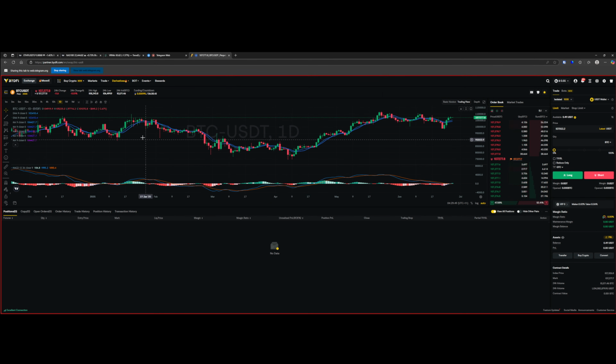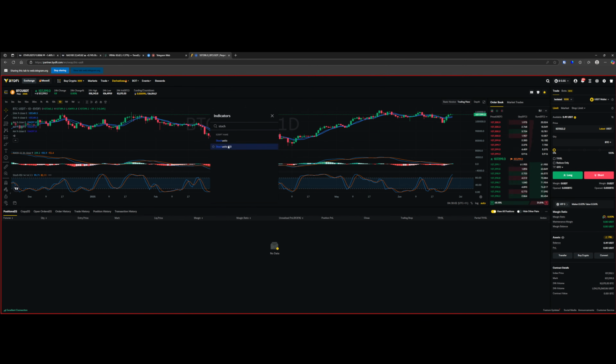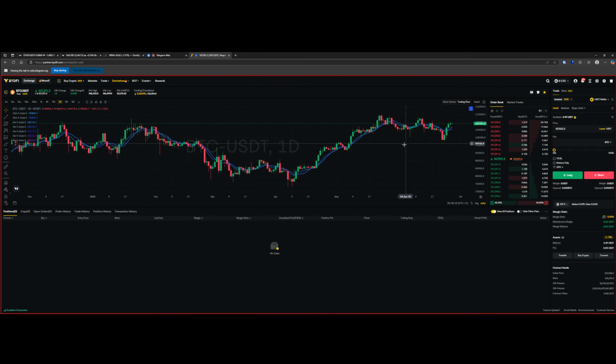So there's a MACD. Maybe I want to add, I don't know, stochastic RSI. There we go. Boom. Right. And it's just like setting up your TradingView charts. It's no different. They're basically using a TradingView plugin on their exchange chart. So it's the same kind of functionality. Right? You just can use as many indicators as you want.